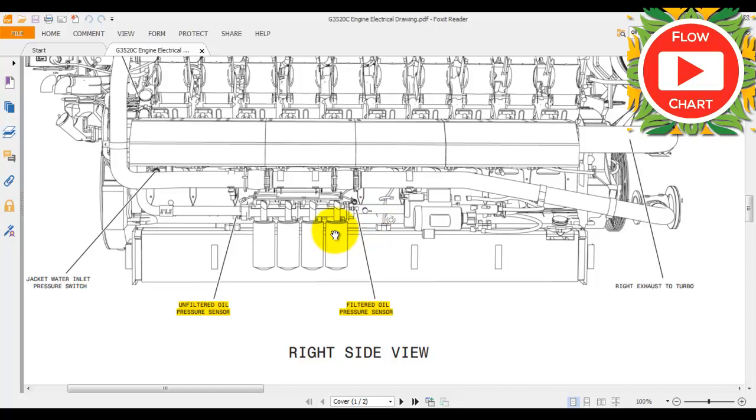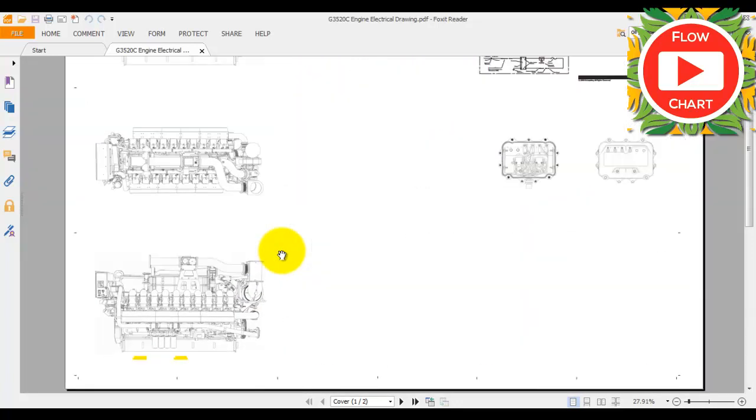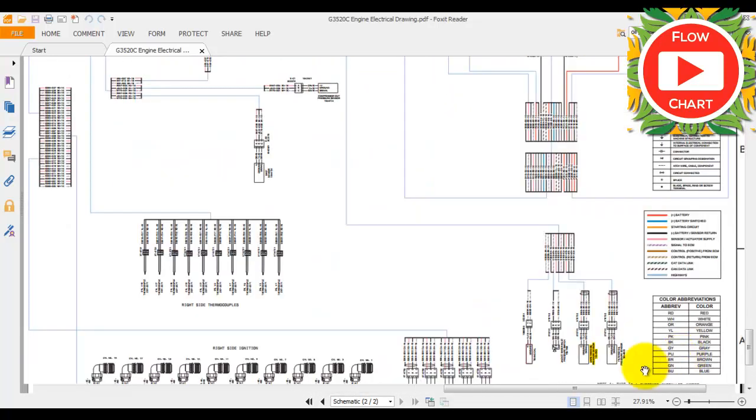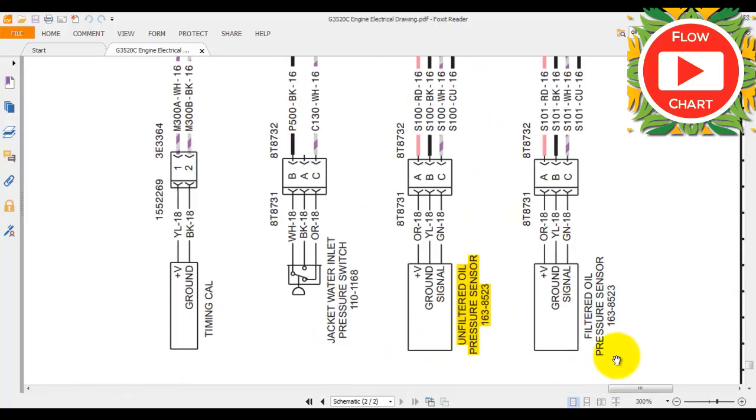You need to know the oil pressure sensor part number for replacing this sensor. Both the unfiltered and filtered oil pressure sensors have the same part number, which is 163 8523.